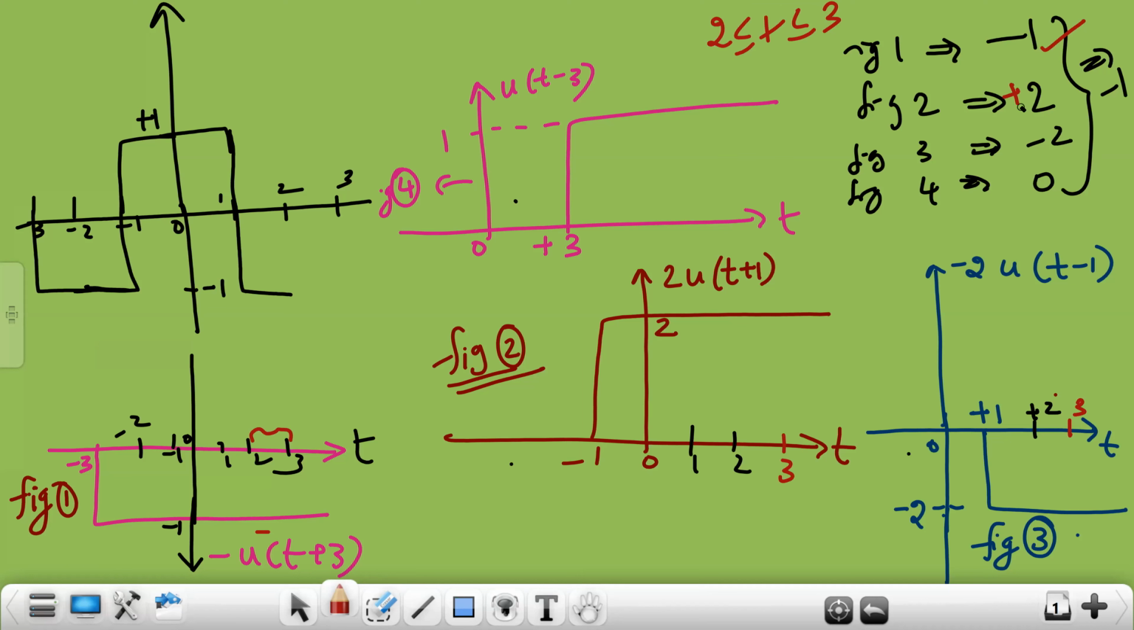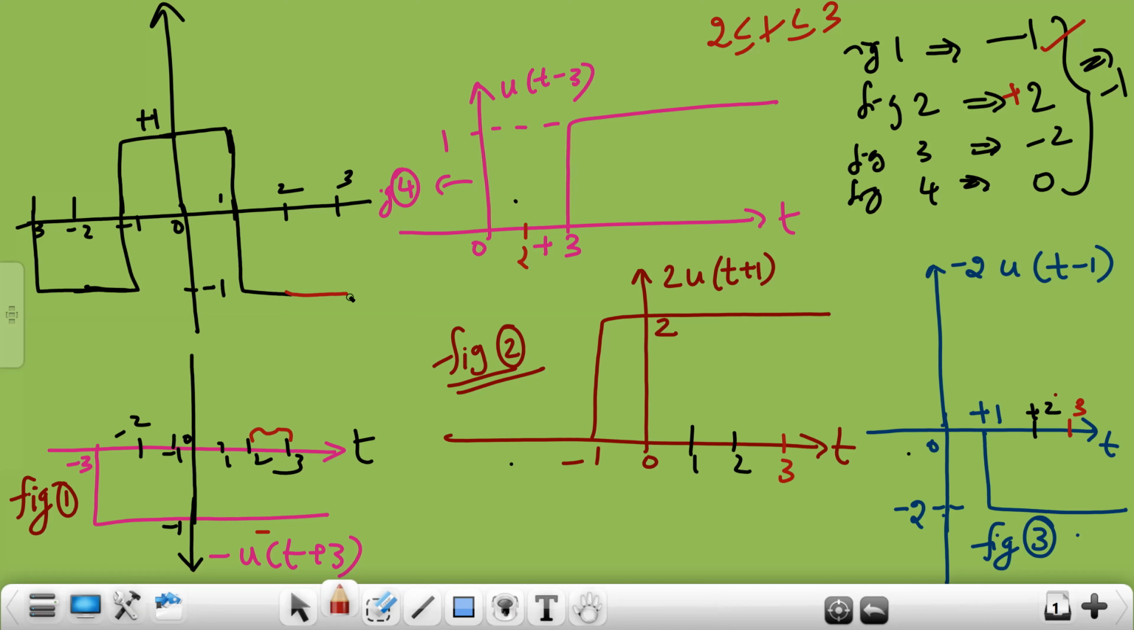Then come to figure 3. Again from 2 to 3, it is -2. And come to figure 4. During 2 to 3, you don't have any signal, so you will be putting 0. While adding this, you will be getting the answer as -1. So this -1 will continue towards 2 to 3 as well.